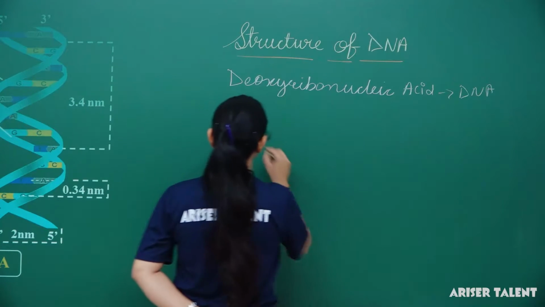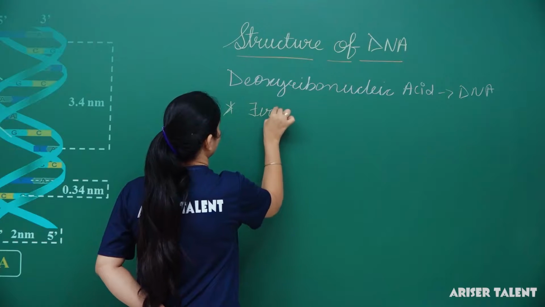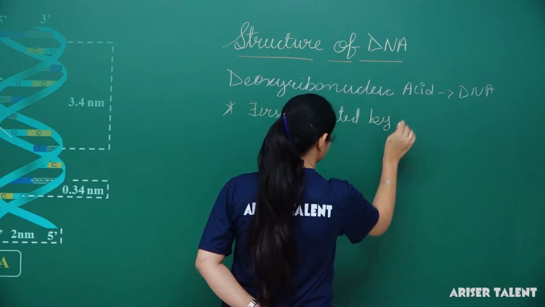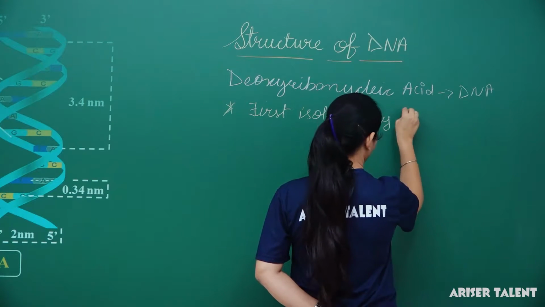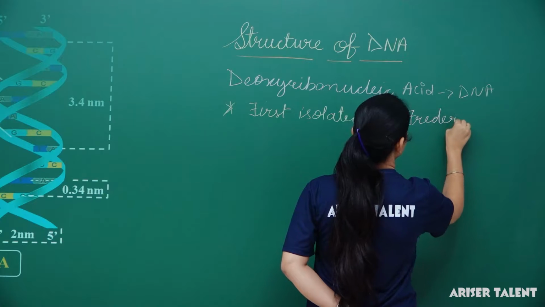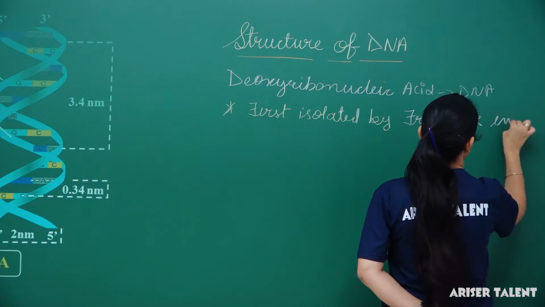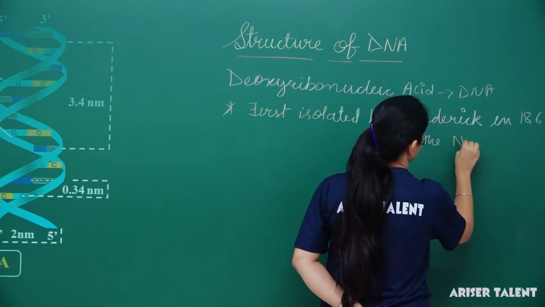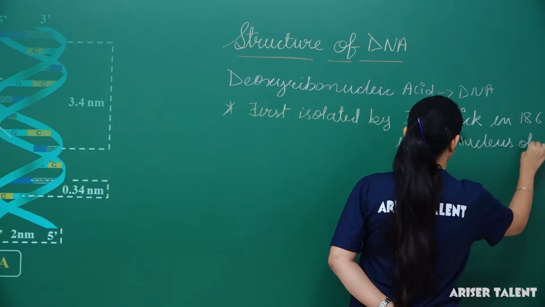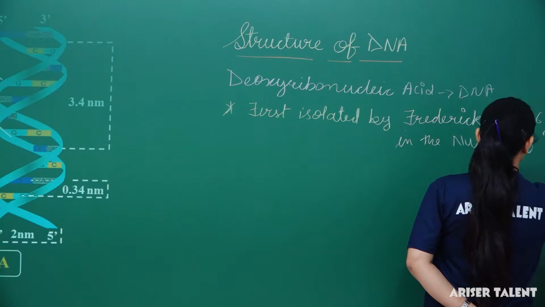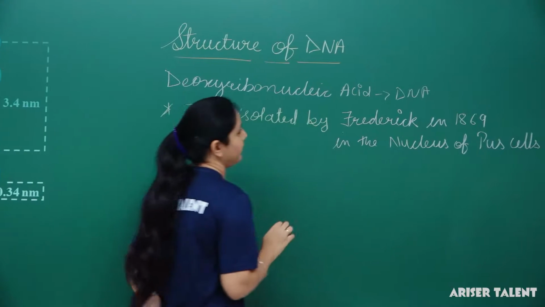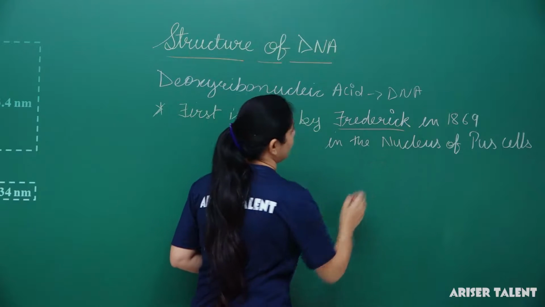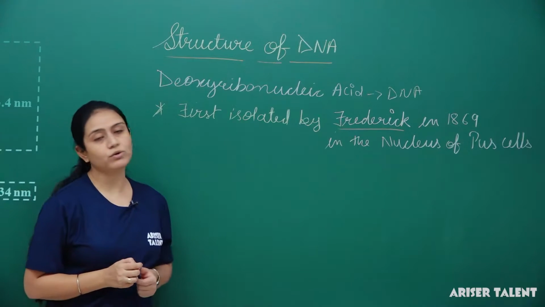First it was first isolated by Frederick in 1869 in the nucleus of pus cells. Okay, so first it was isolated by Frederick, he was a scientist. Okay, and where did he find it? He found the DNA in nucleus of pus cells.